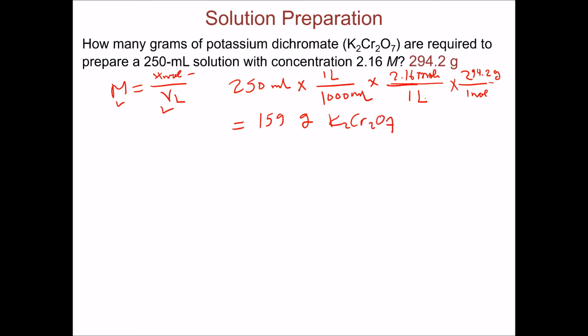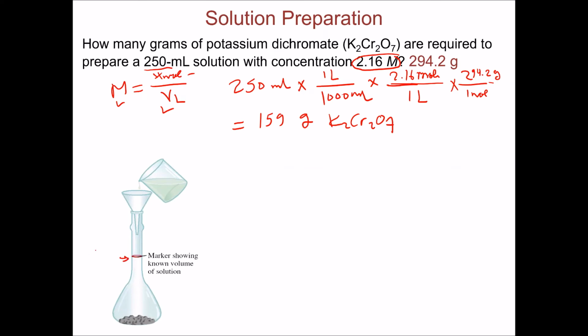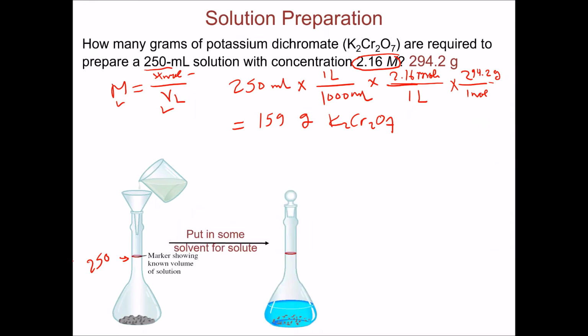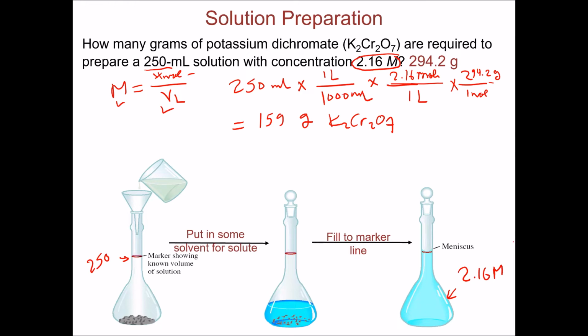So in order to prepare a solution of this substance with this concentration here with 250 mL, what we will do is take 159 grams of the substance, put it in a volumetric flask with a total volume of 250 mL, and start adding water to dissolve the substance, and then fill the whole flask up to the mark with water to make the total volume 250 milliliter as required. This solution here is going to have the concentration of 2.16 molar of the substance.